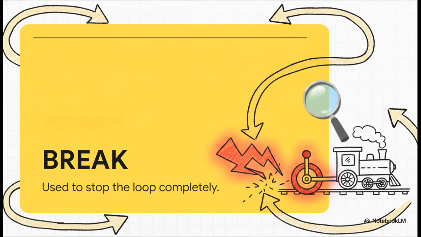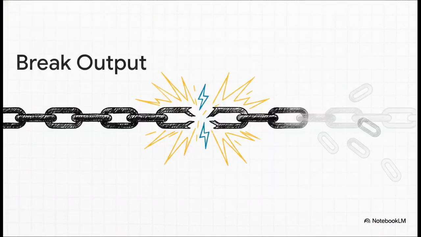Imagine your code is just happily chugging along and suddenly a specific condition is met. Boom. The break statement stops the loop dead in its tracks. It's exactly like pulling the emergency brake on a speeding train. You can see it in action right here.